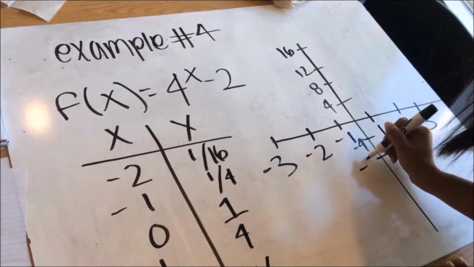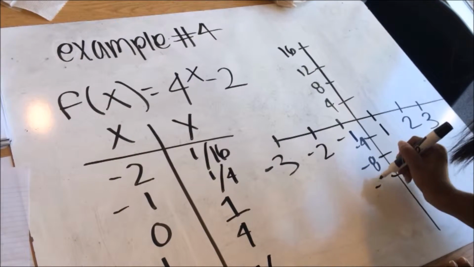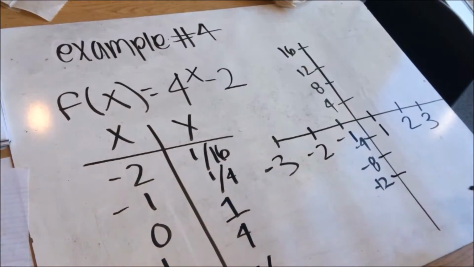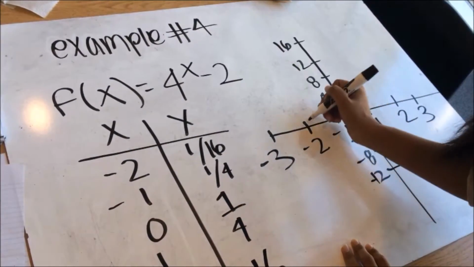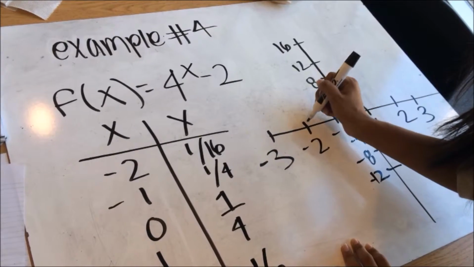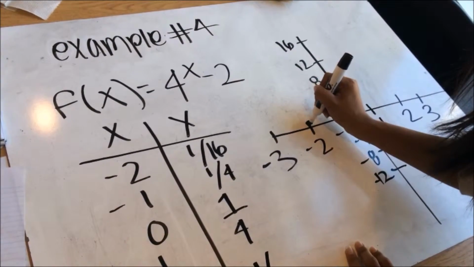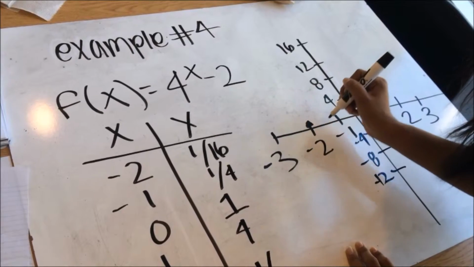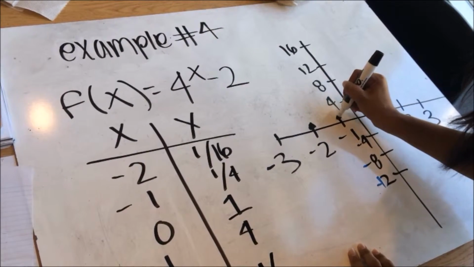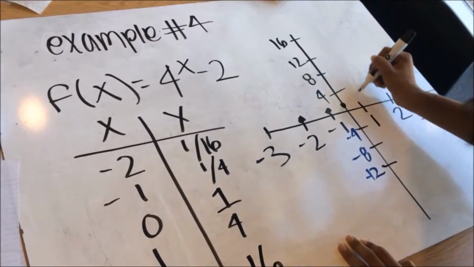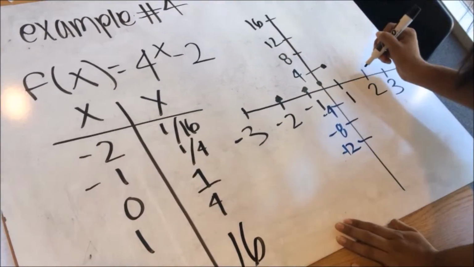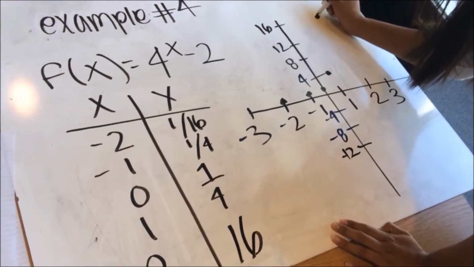Okay, so the first number is negative 2 at 1 over 16. So negative 2, and you're just estimating where 1 over 16 would be. And then negative 1 is 1 over 4. 0 is at 1. 1 is at 4. And 2 is up at 16.